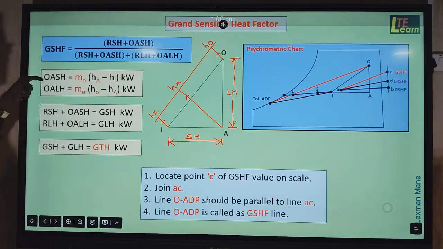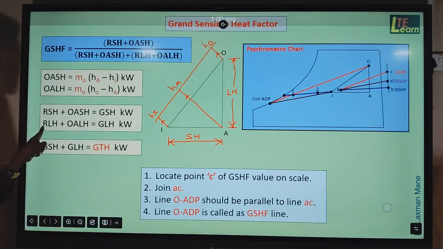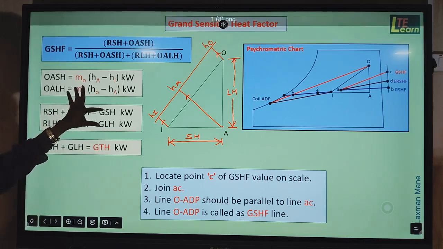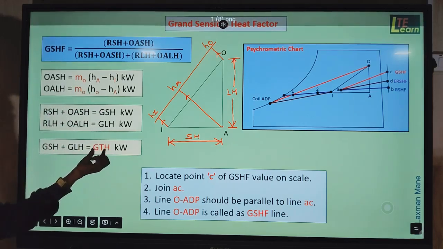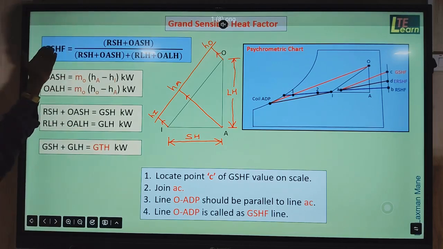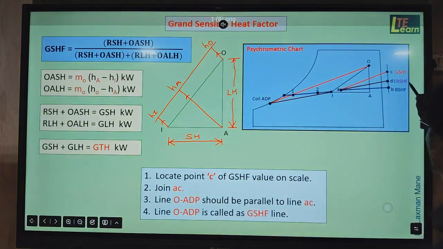heat. Then this corresponding outside air sensible heat is added to RSH. We get GSH, meaning grand sensible heat, and room latent heat plus OALH, outside air latent heat, becomes grand latent heat. The summation of these two becomes grand total heat in kilowatt. So in this way, after obtaining these OASH and OALH values, we put them in the formula and find the grand sensible heat factor. This grand sensible heat factor, similar to the room sensible heat factor, we locate on the sensible heat factor scale.